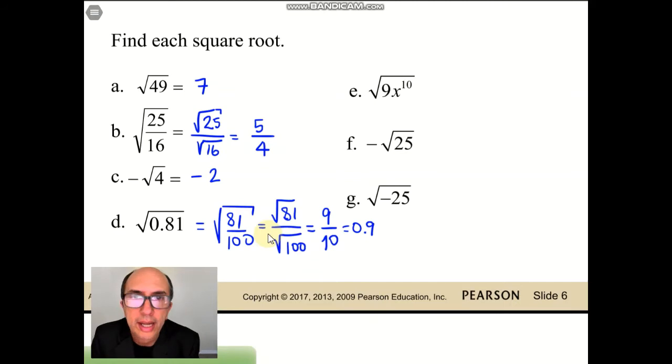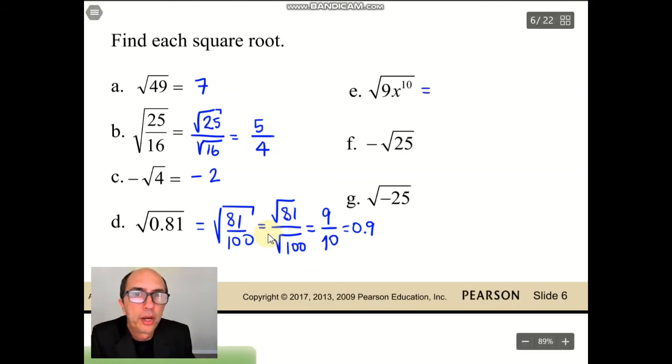Okay, now letter E. Square root of 9 times x to the exponent 10. We can write this as the square root of 9 times the square root of x exponent 10, which is equal to 3 times x exponent 5.